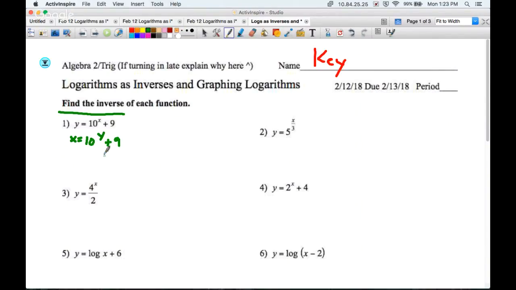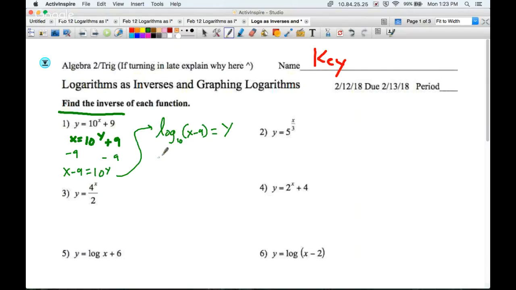After I swap them, at this point, it's all about isolating your y variable. First thing I'm going to do is isolate the term with the exponents. I'll do that by subtracting 9 from both sides. Now I've got x minus 9 equals 10 to the power of y. This now needs to be rearranged into a logarithm. So it's log, the base of the exponent becomes the base of the log. Then the value on the other side becomes the argument. And then the y is left all alone.